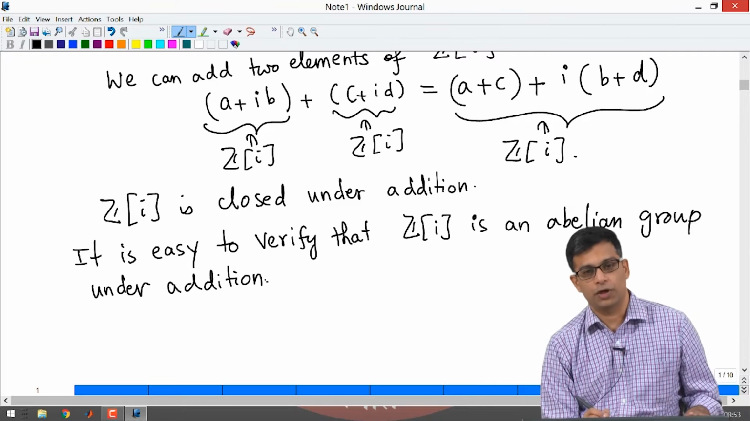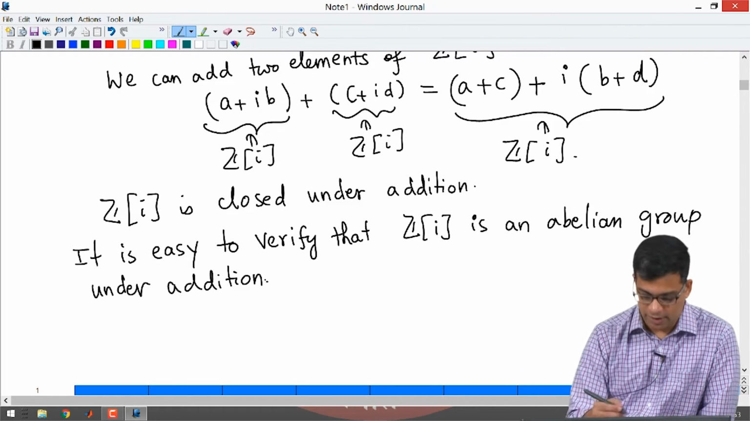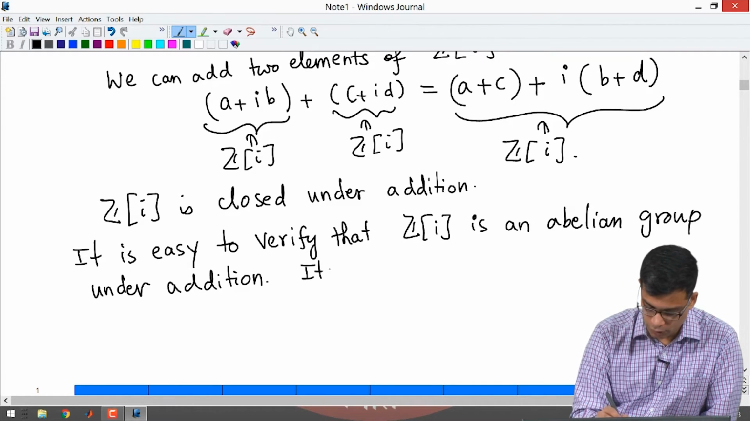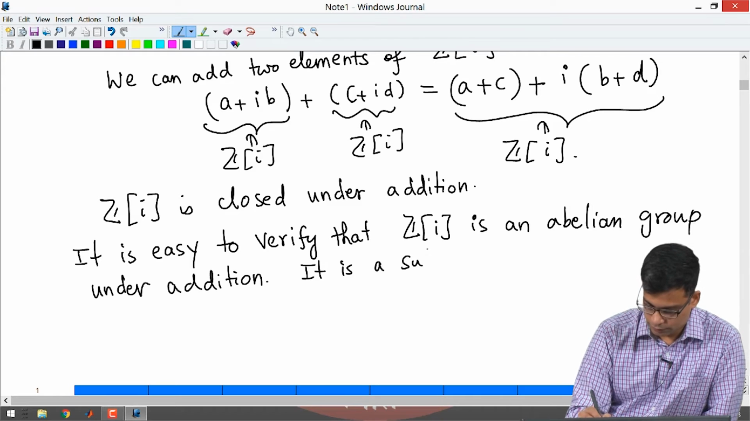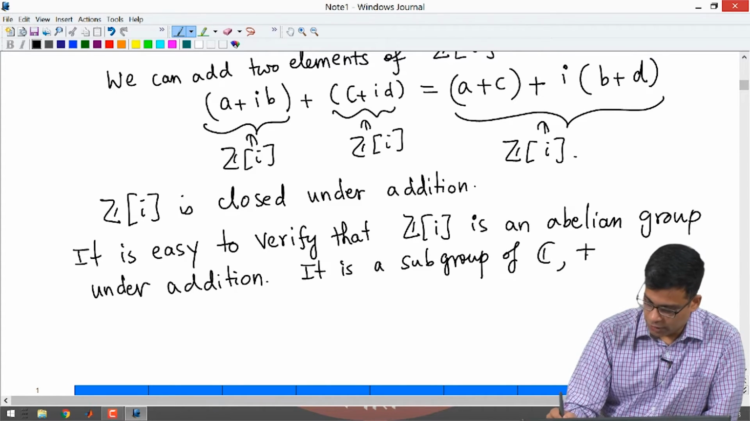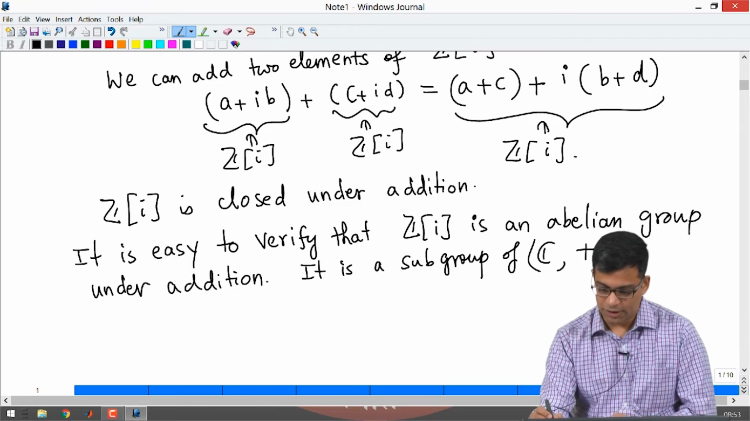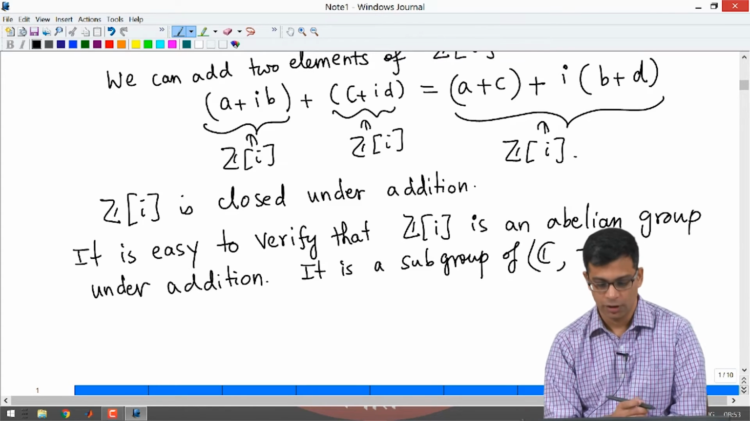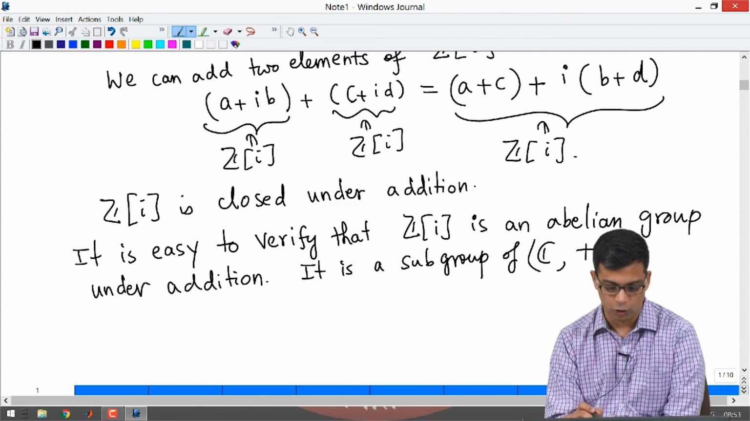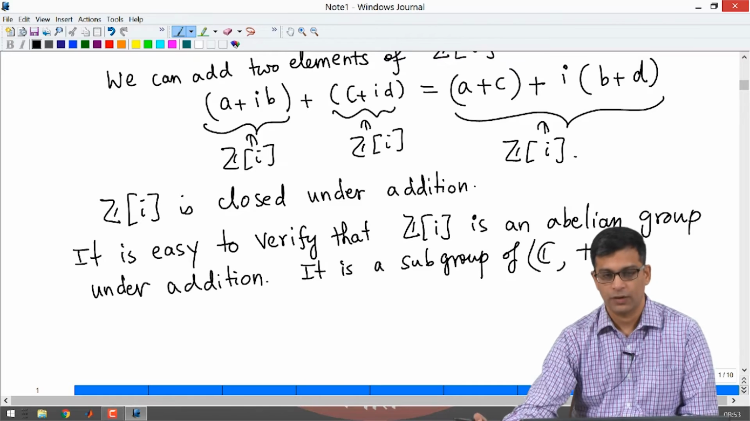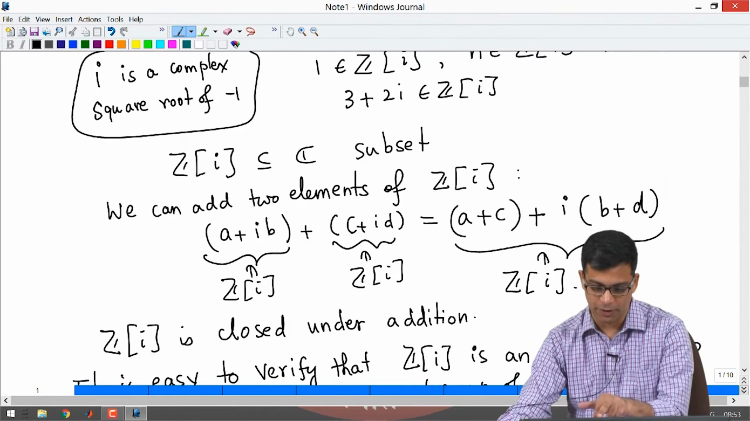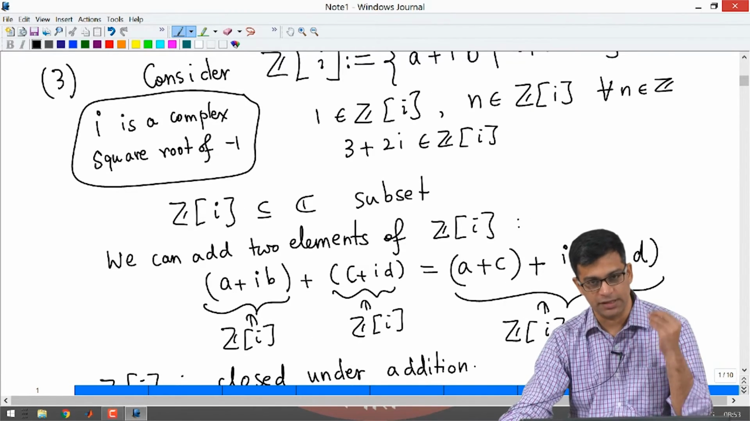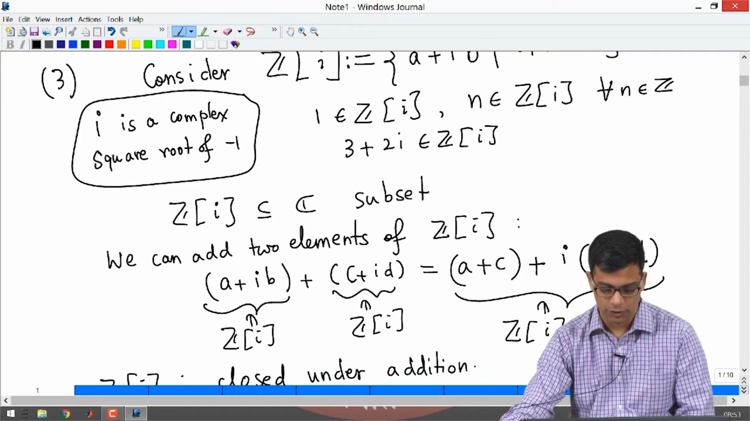So, if you remember your group theory, what I am really saying is that it is a subgroup of the complex numbers under addition. It is easy to check that it is an abelian group because there is the 0 element. The 0 element is of the form a plus bi, where a and b are integers. It is 0 plus i times 0.